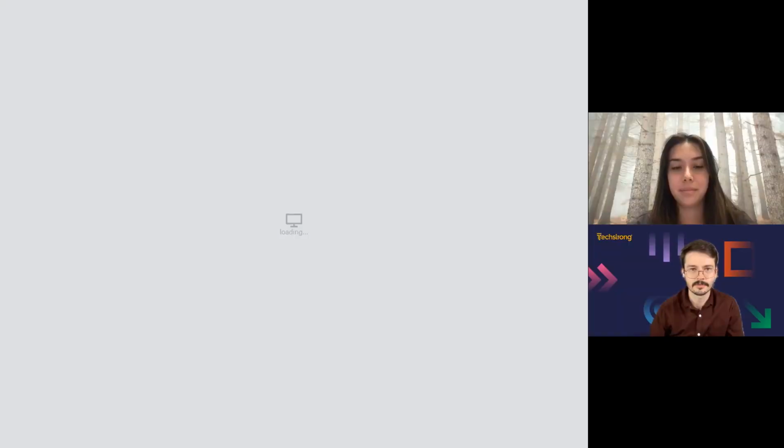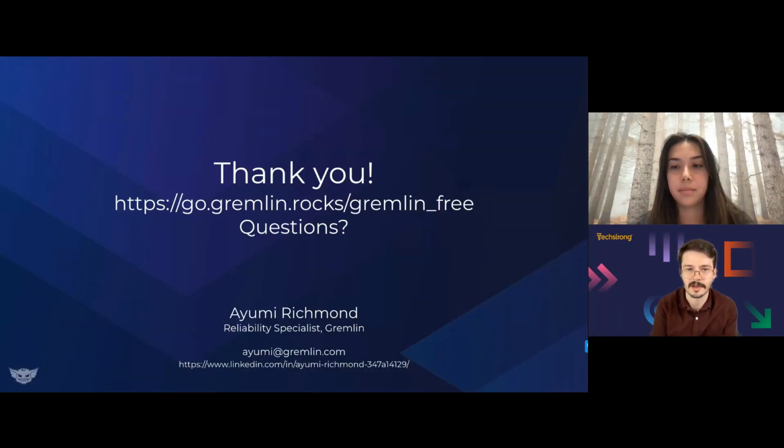So looking through those questions, I'll just start from the top. So when thinking about chaos engineering, how do you know where to start? And what experiments do you run on a first service?